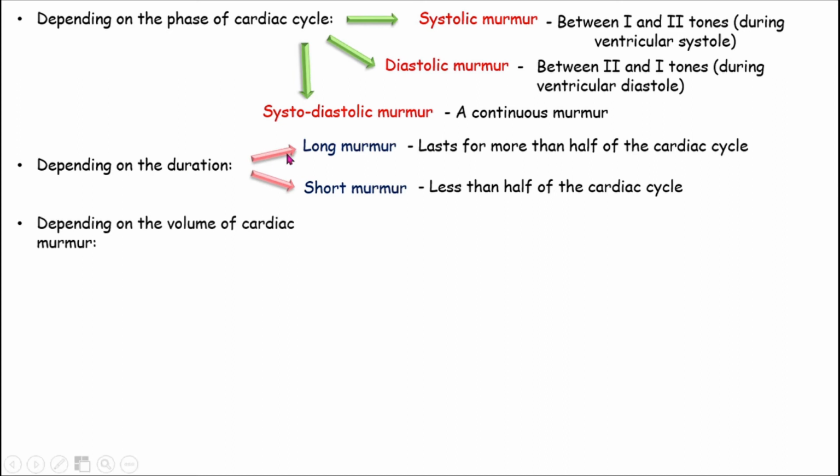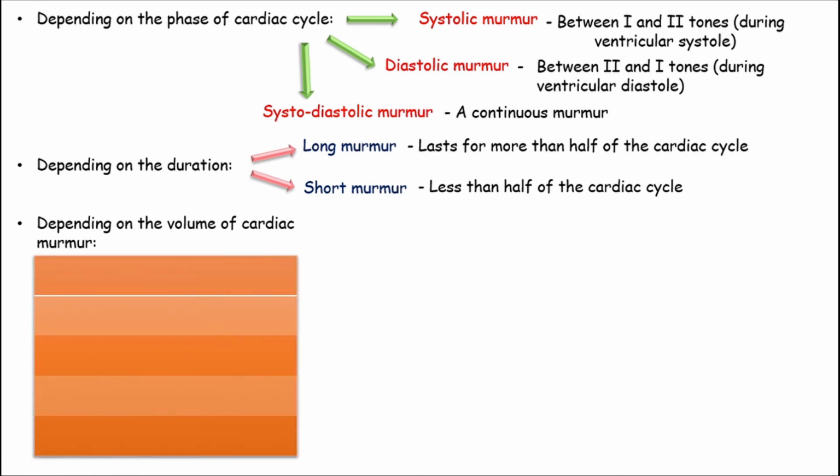Next, we will be classifying cardiac murmurs depending on their volume. And we have several types based on their volume. The first type is decreasing murmur, which is when the volume will decrease gradually from the start till its extinction. Next murmur is increasing murmur, which means the volume will increase from the start of its occurrence till its extinction.